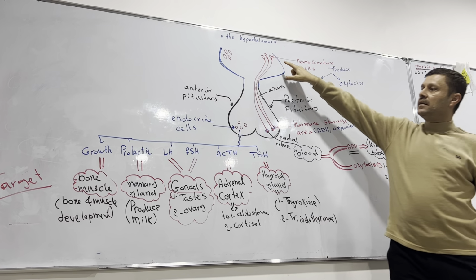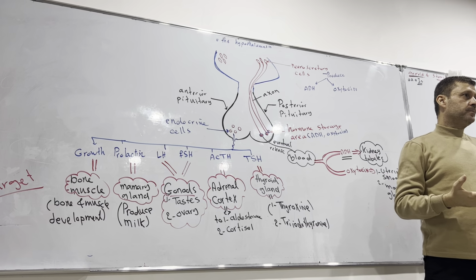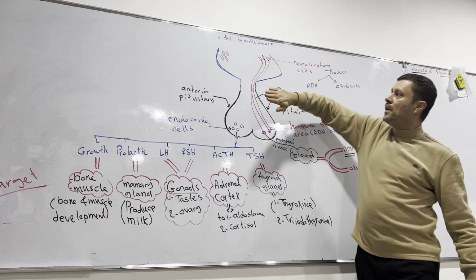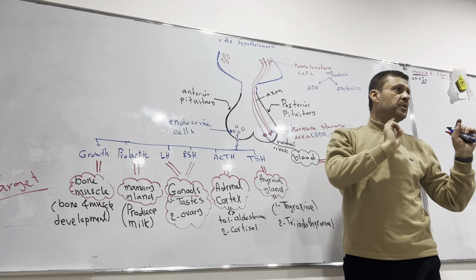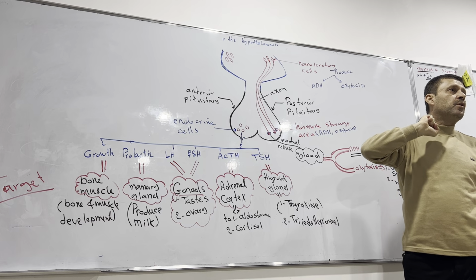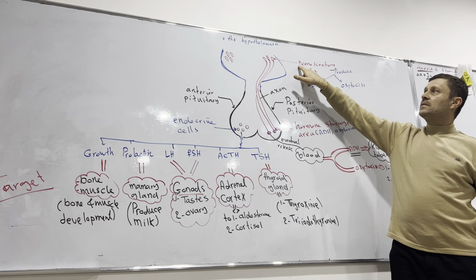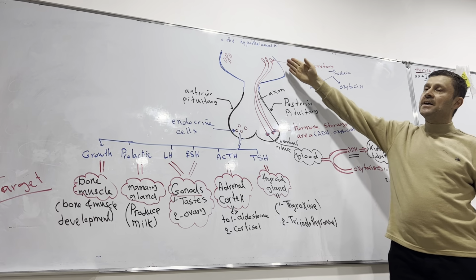Neurosecretory cells in the hypothalamus. The hypothalamus contains specialized neurons called what? The neurosecretory cells, they have axons.